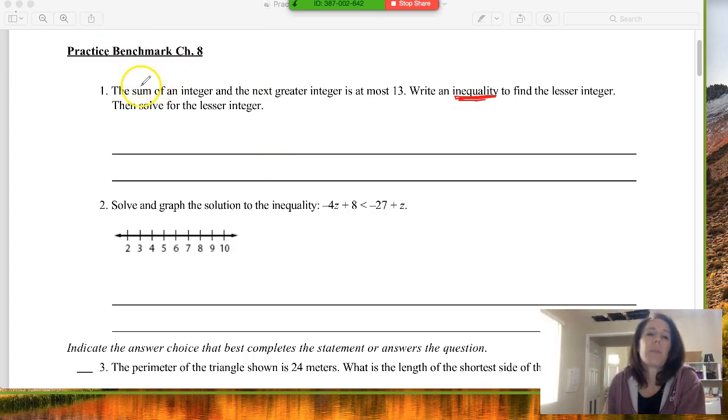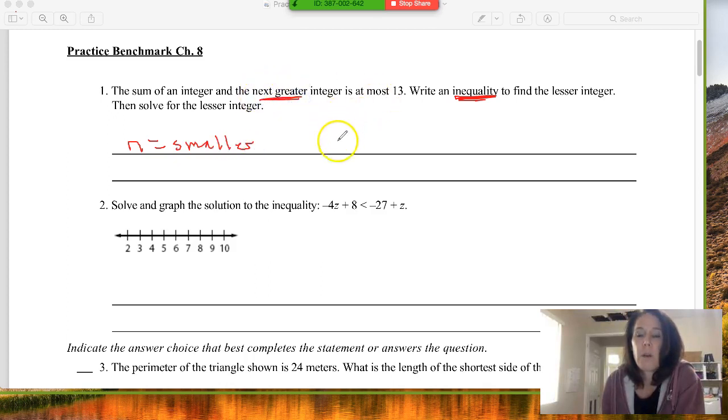So here's the thing. We have the sum of an integer and the next greater integer. So first we need to pick a variable for an integer. A lot of times we use n, but you can use x. So let n be the smaller integer. And then the next greater whole number would be n plus 1. That'll be the next integer.